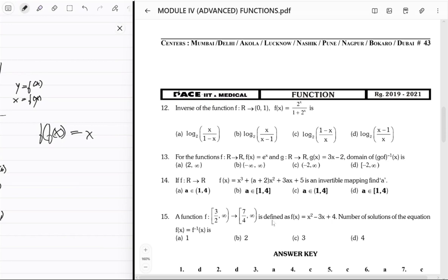This is looking not good. Is there no way to solve this? Come on, think. What if I take the derivative of the difference of these two? So f of x minus f inverse of x, right? What about this guy? If I take the derivative and see if it's, who am I kidding?